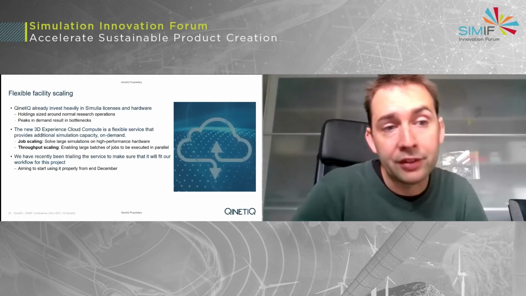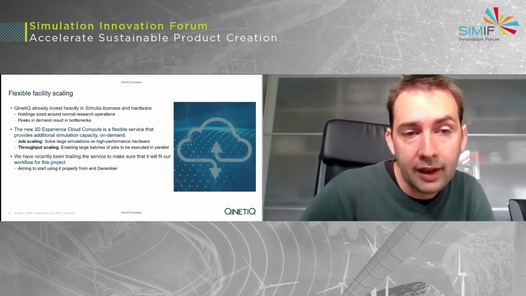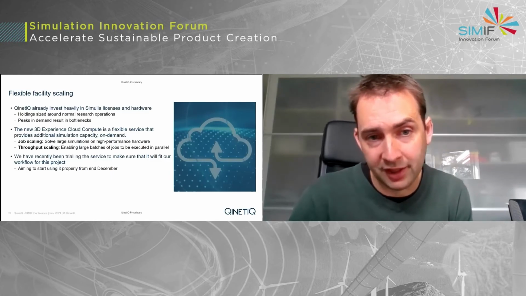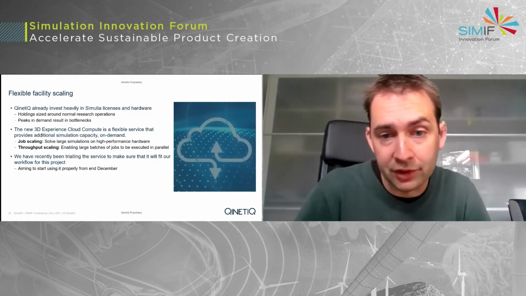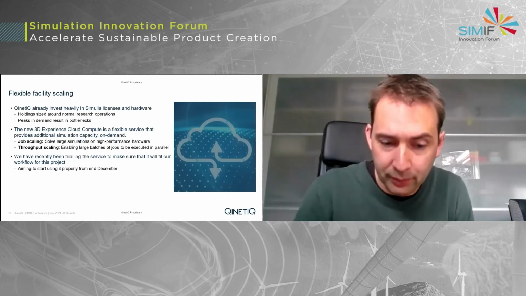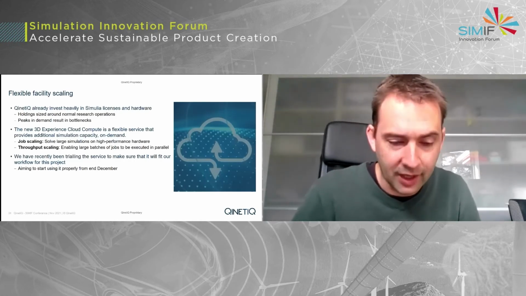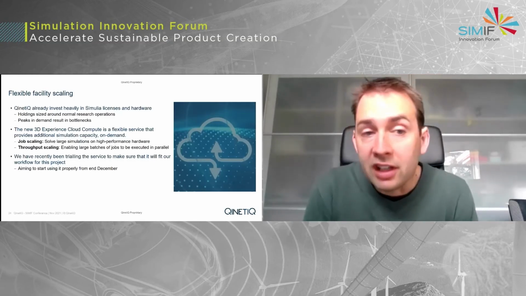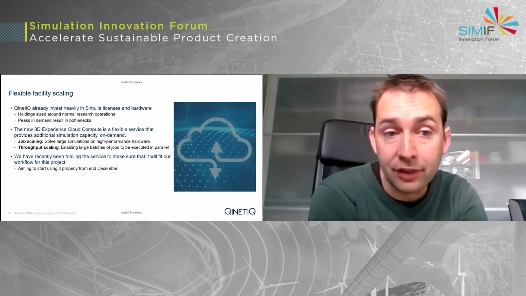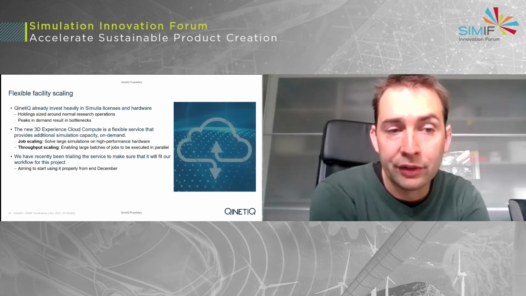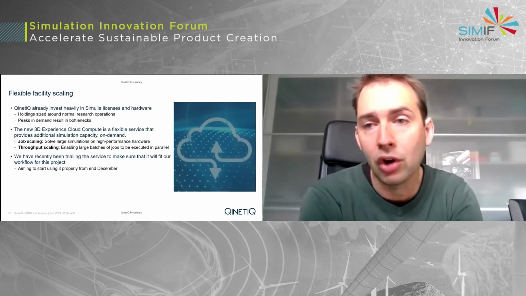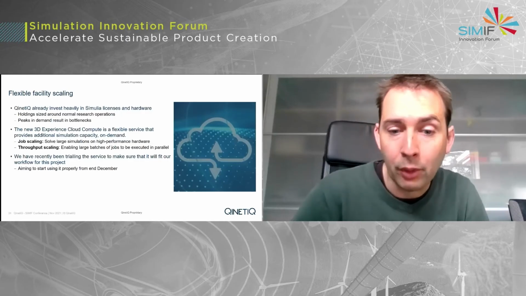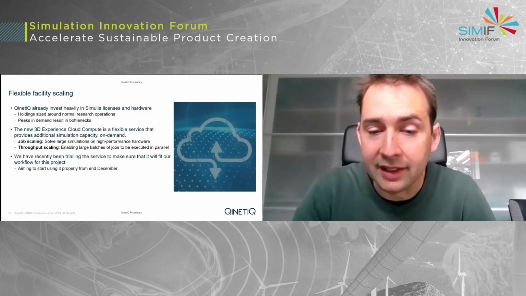What's more applicable to us is throughput scaling, where the use of the cloud will enable large batches of jobs to be executed in parallel, rather than just individual jobs or small numbers of jobs in parallel. This allows us to set up a whole batch together. We've recently been trialing this service to make sure that it fits the workflow of the project. And as a result of this, we're aiming to start using it properly from the end of December, beginning of January, which is when we see that solver bottleneck starting to bite.